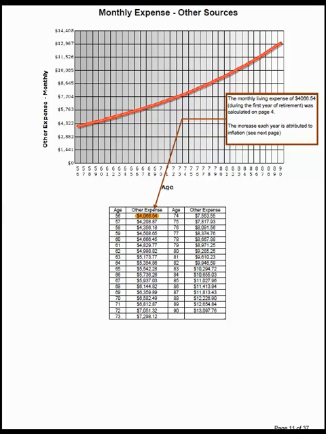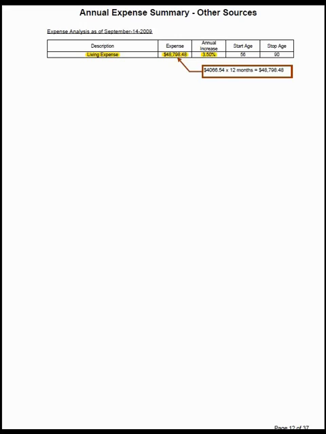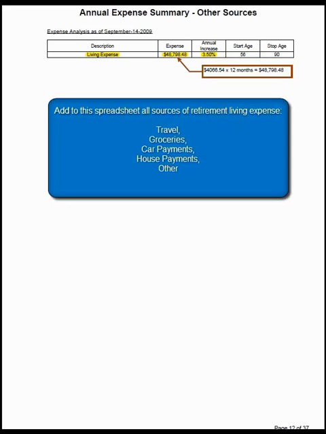Now flipping to the next page, page 12, is the actual spreadsheet entry in the program, where we've adjusted that 4,066, we multiplied it by 12, and that equals $48,798, and that grows at a 3.5% rate, and we're going to start that when he retires and continue that on through age 90. If they actually had a budget, you could be more detailed. You wouldn't just have living expense. You could itemize the things here, like travel and groceries and car payments, house payments, whatever. That all could be listed and added up over time.